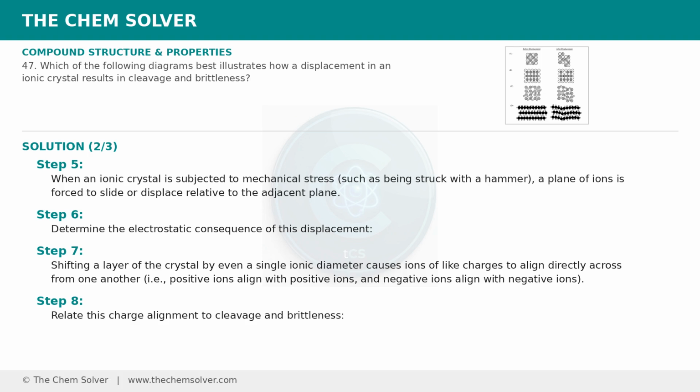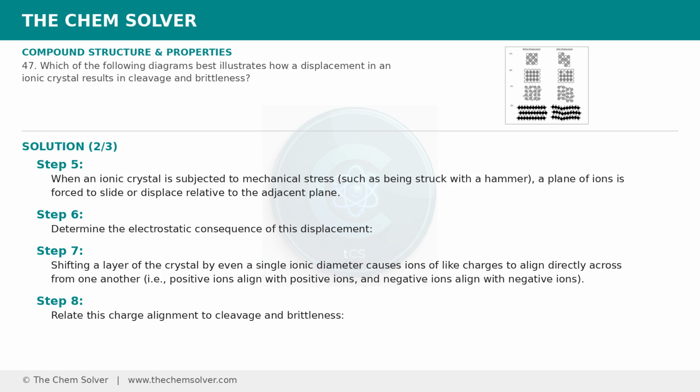Determine the electrostatic consequence of this displacement. Shifting a layer of the crystal by even a single ionic diameter causes ions of like charges to align directly across from one another, i.e., positive ions align with positive ions, and negative ions align with negative ions.